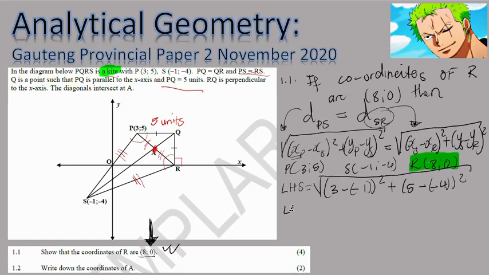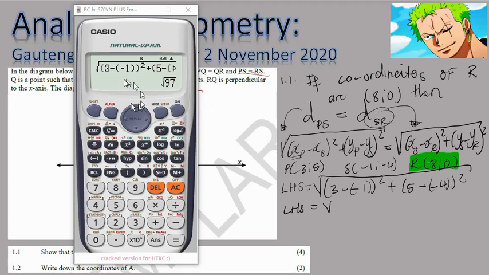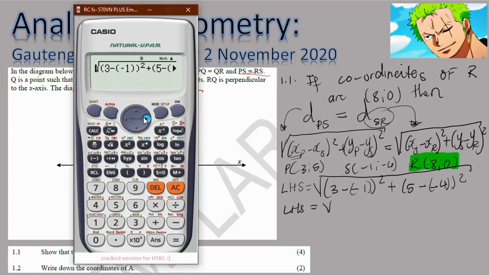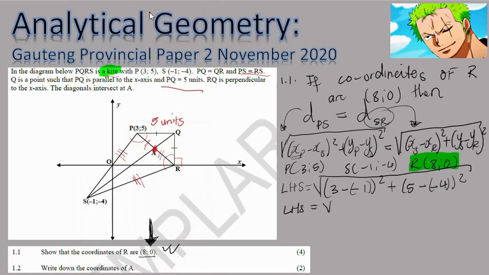Now that makes the left hand side equal to, let me take out my calculator quick. Now I just punched this on a calculator. As you can see here, this gives me a value of √97, right? So √97 is the same as 9,85. Let me write that down. 9,85.